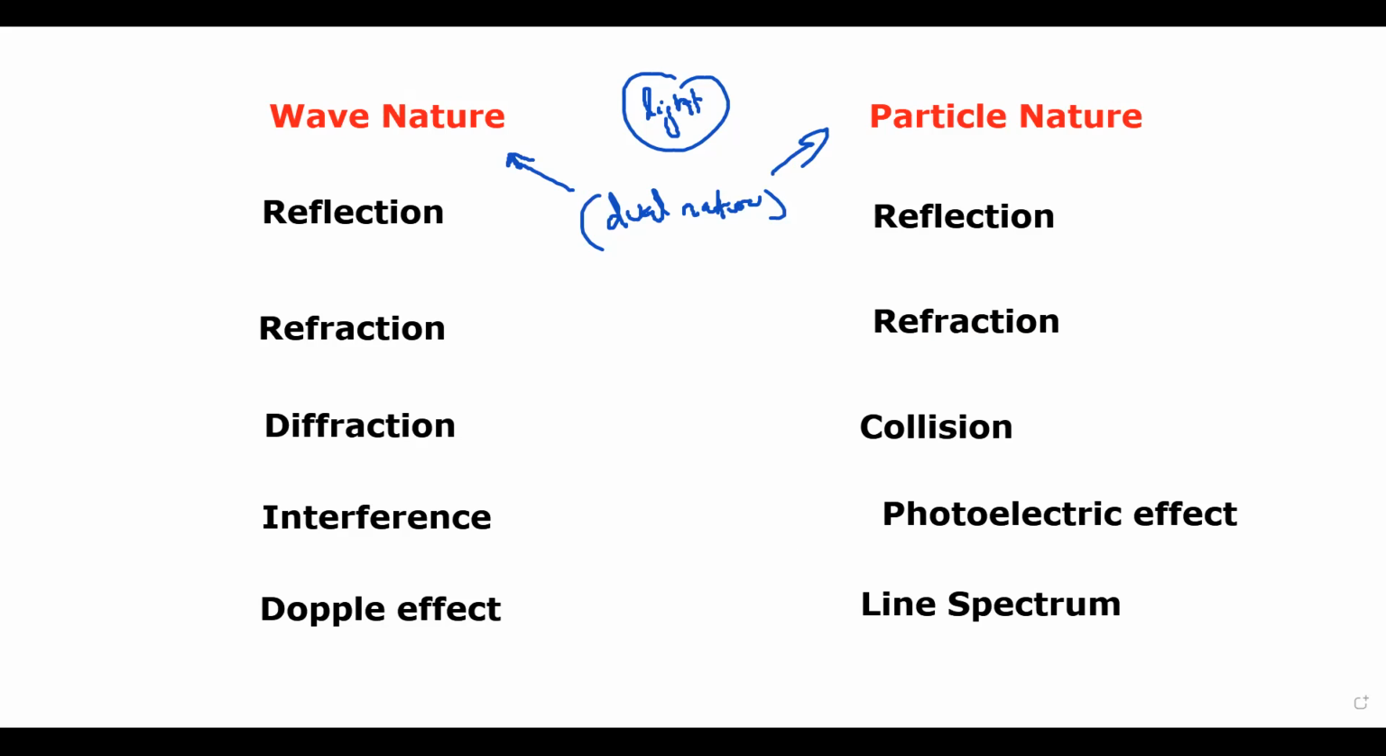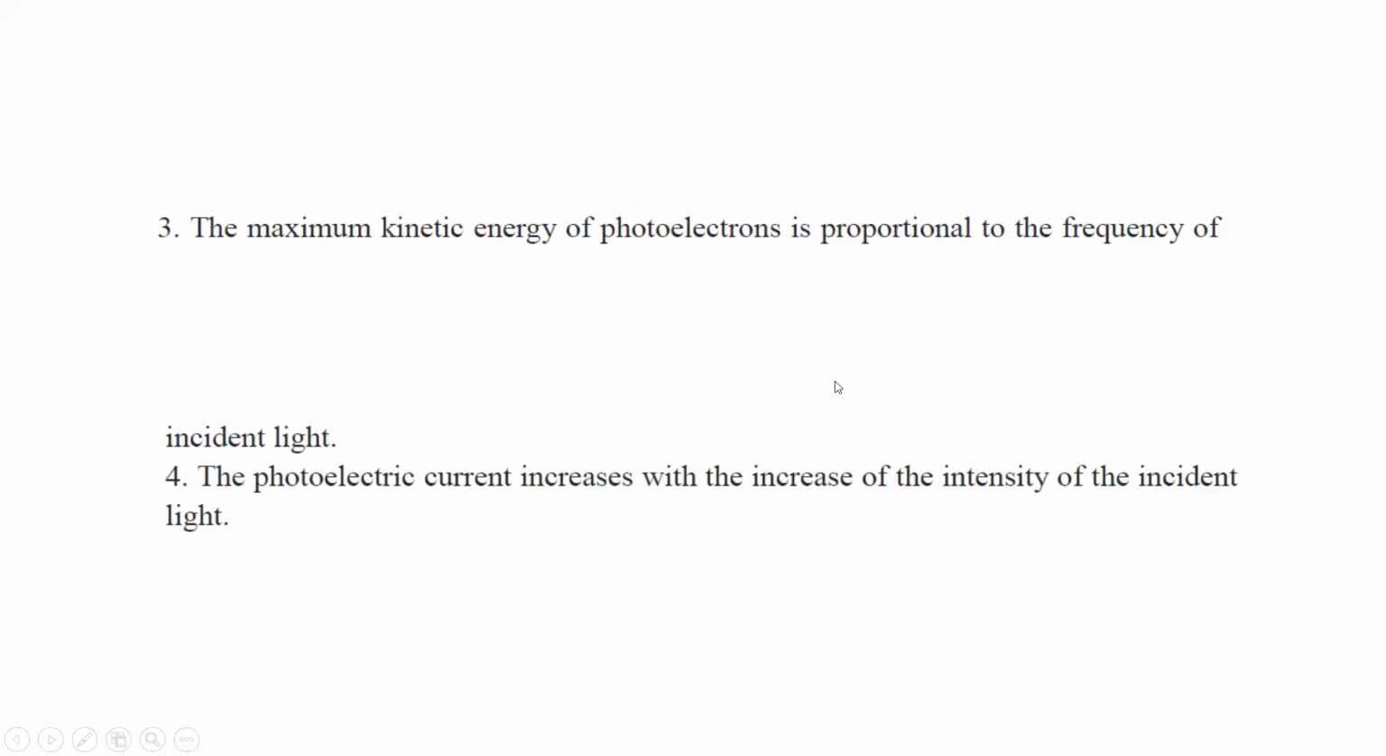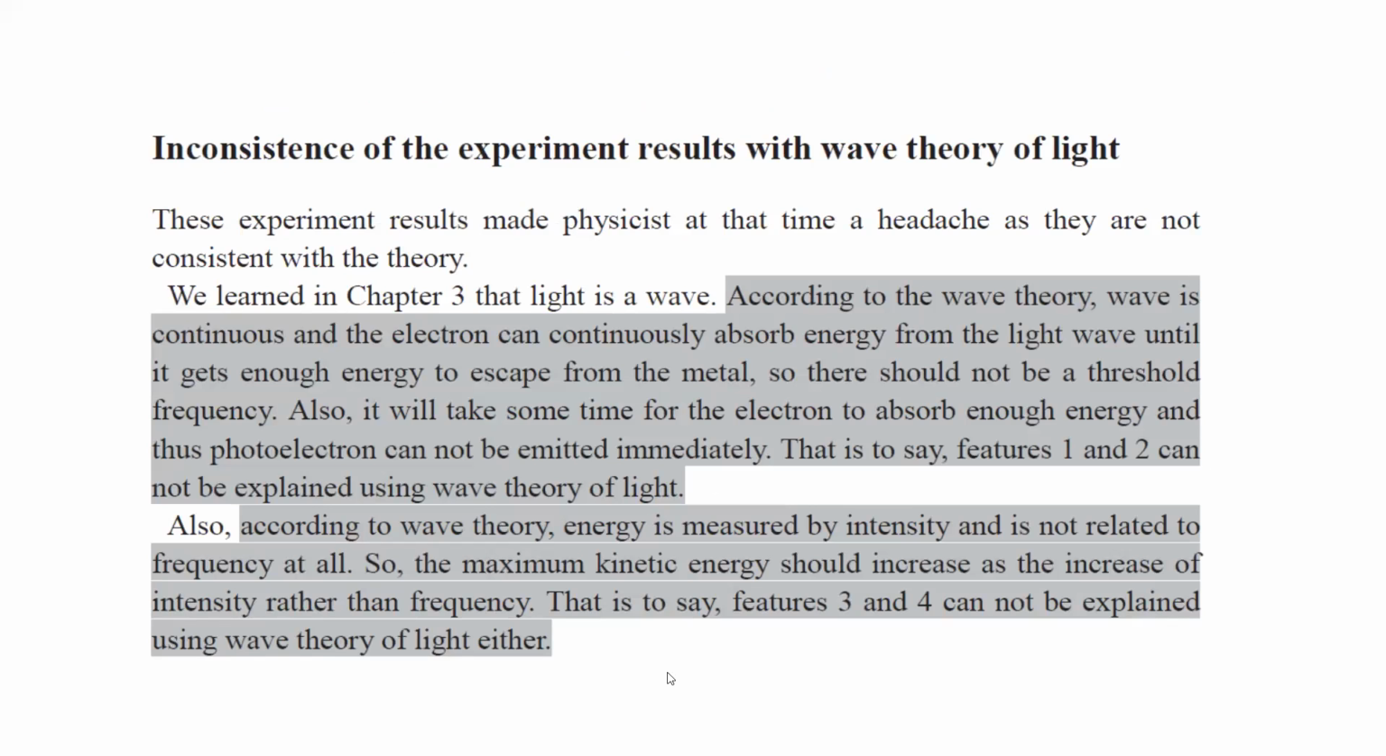We call that the dual nature of light. So the photoelectric effect cannot be explained by the wave nature. Only particle nature can explain this photoelectric effect. So what is the reason for that? The experimental result is inconsistent with the wave theory. Wave theory does not support the photoelectric effect.